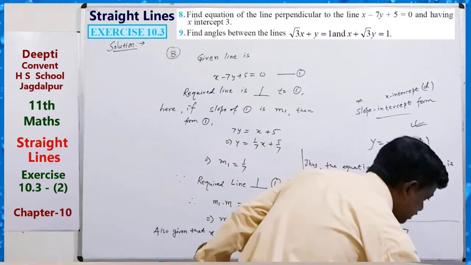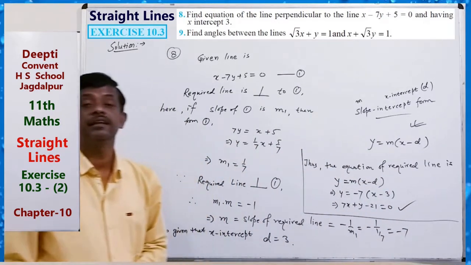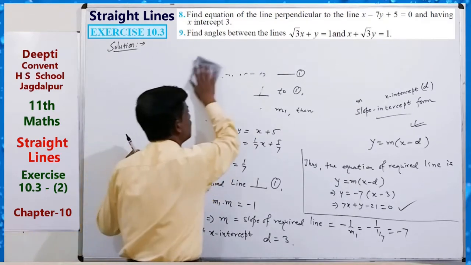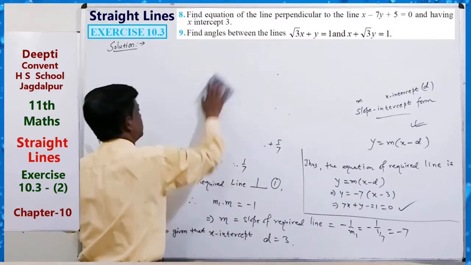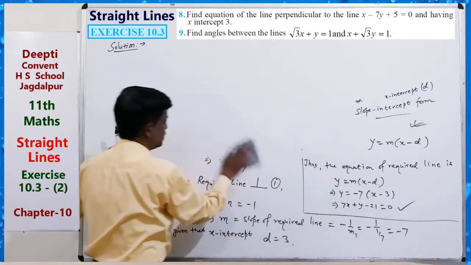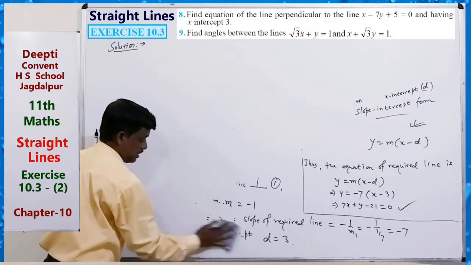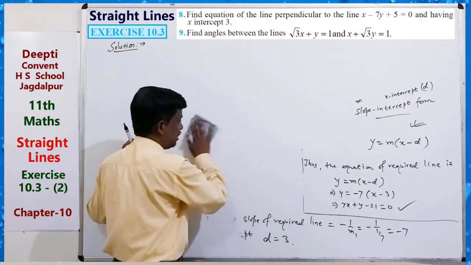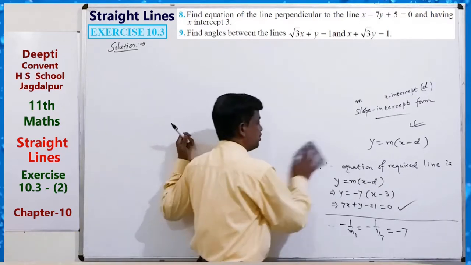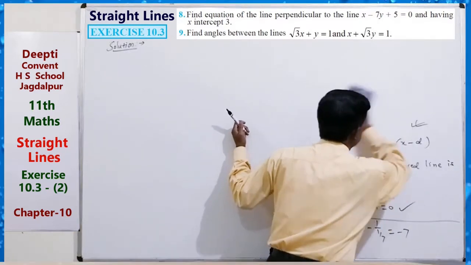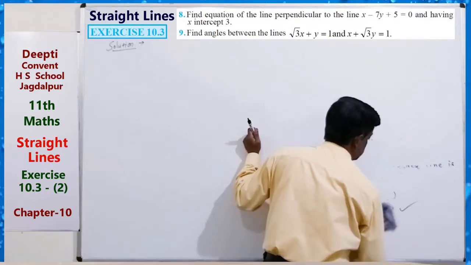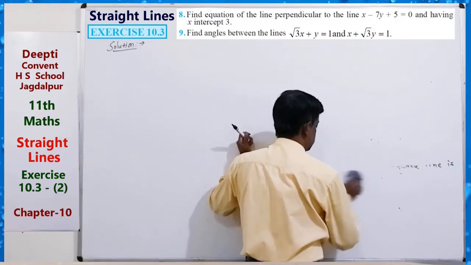Okay, now question 9. Angle between two lines. We have to find the angle between two lines. How can you find the angle between two lines? If we know the slopes of the lines m1, m2, then we can find the acute angle between two lines as tan theta. If the angle is theta, then tan theta equals modulus of m1 minus m2 upon 1 plus m1 m2. M1 and M2 are the slopes of the lines. So this question is very simple. Just use the formula and you can find the solution.